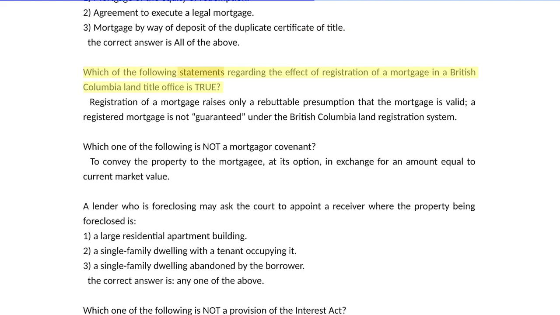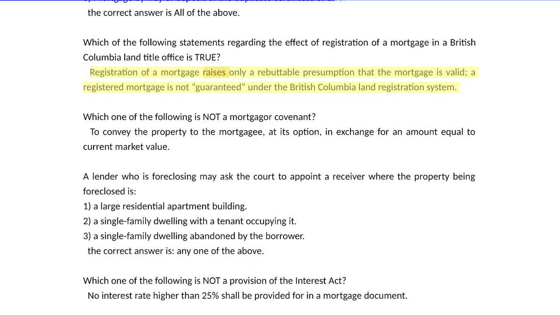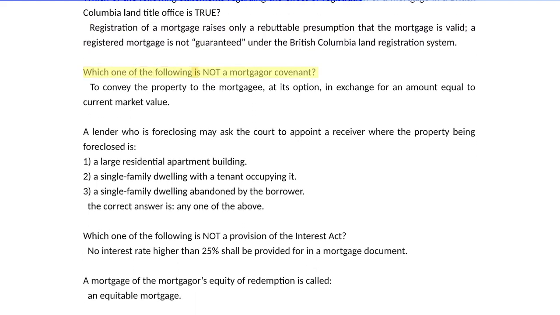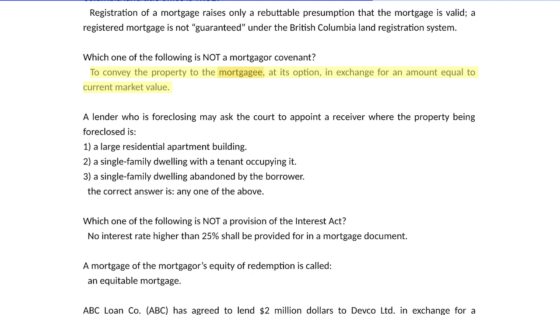Which of the following statements regarding the effect of registration of a mortgage in a British Columbia Land Title Office is true? Registration of a mortgage raises only a rebuttable presumption that the mortgage is valid. A registered mortgage is not guaranteed under the British Columbia Land Registration System. Which one of the following is not a mortgage or covenant? To convey the property to the mortgagee, at its option, in exchange for an amount equal to current market value.